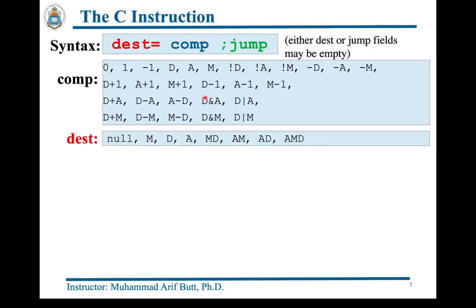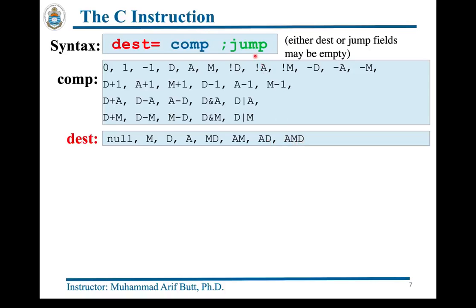Next is the destination. Well, we can have these 8 possible destinations. Null means that we don't want to store the result of our computation. And we can store the result of the computation in either the M, D or A register. We can store the computation result in any 2 of the registers, or maybe in all of the 3 registers.